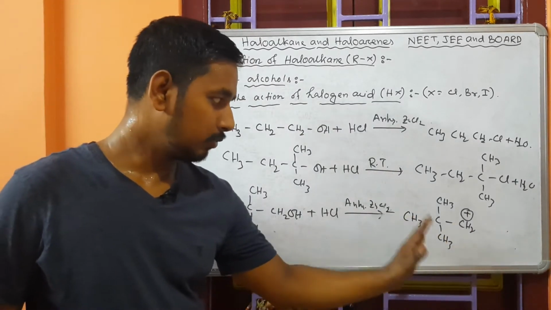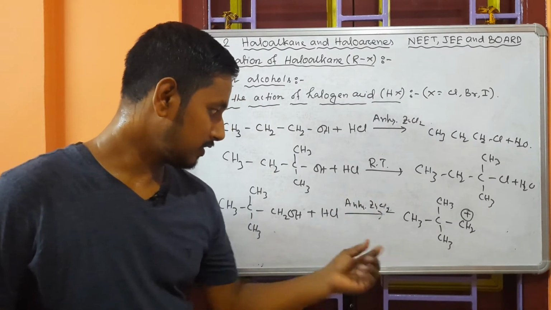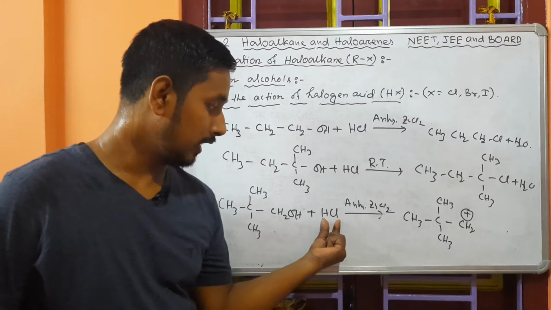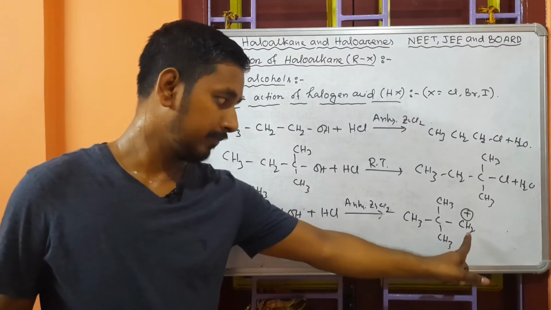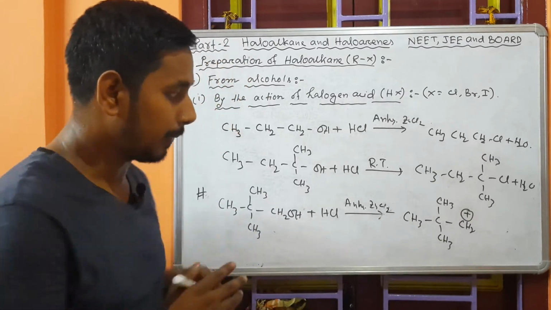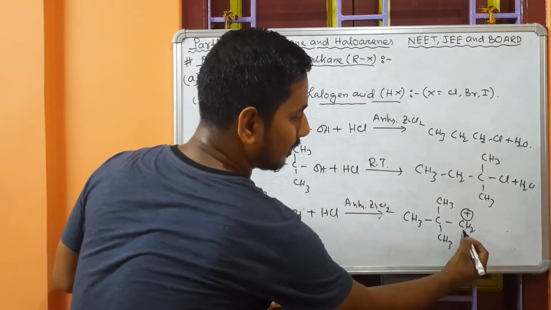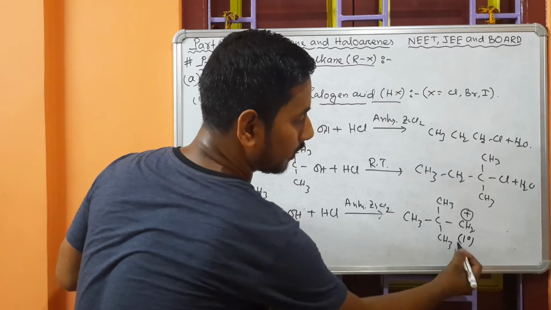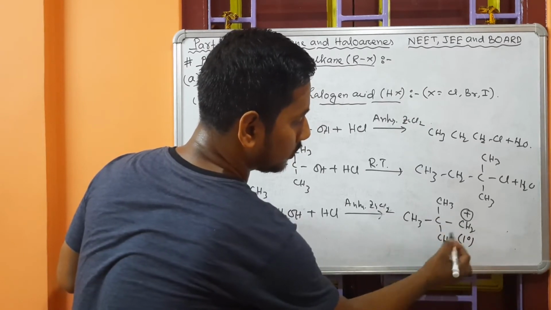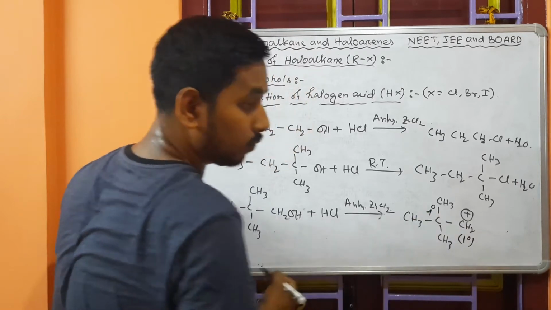And in the second step, the Cl minus, which is a nucleophile, reacts with this carbon atom to form the product. But see, what is the degree of this carbon? This carbon is 1 degree. And see the adjacent carbon. This adjacent carbon is actually 1, 2, 3, 4. This is 4 degree, quaternary.